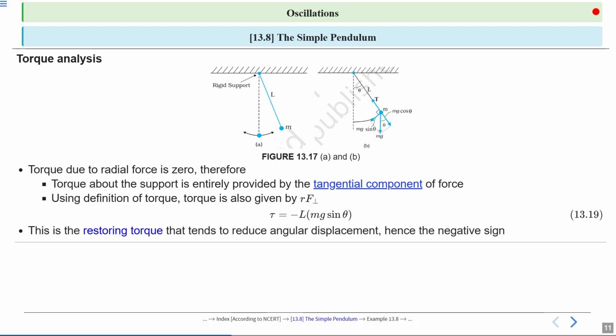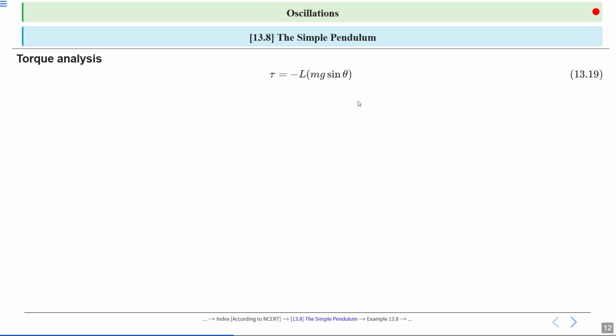This torque is called the restoring torque because it always acts to reduce the angular displacement and bring the pendulum back to its lowest point. Here the negative sign tells us the direction of the torque is opposite to the displacement. So tau equal to minus L mg sin theta.